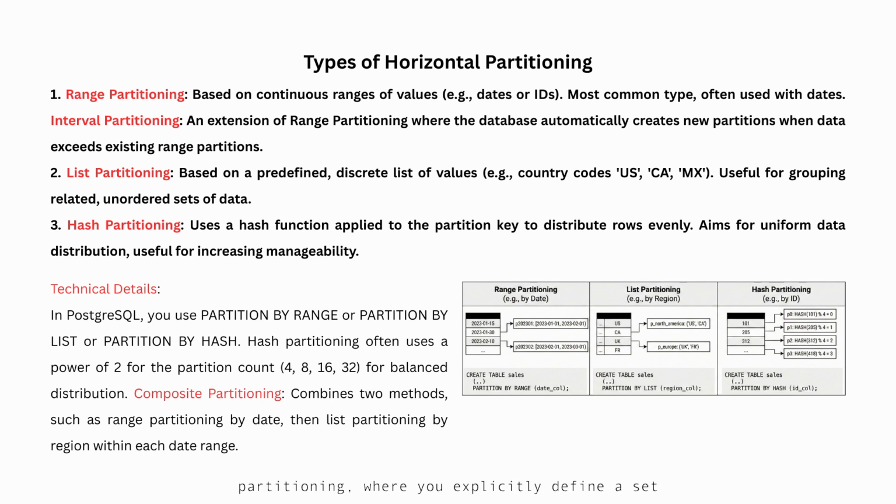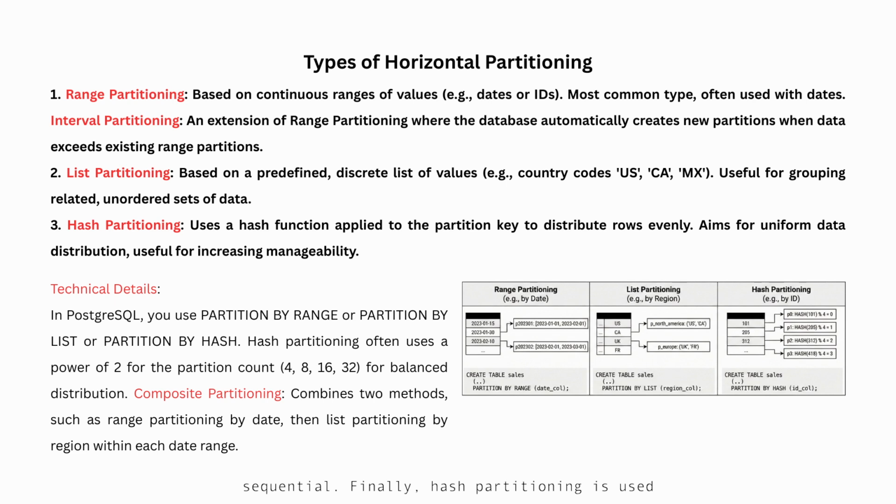Next is list partitioning, where you explicitly define a set of discrete values that belong to a partition. If we partition sales data by channel ID, we might put channels 2 and 4 into even channels and 3 and 9 into odd channels. This is great for categorical data where the grouping isn't numerical or sequential.